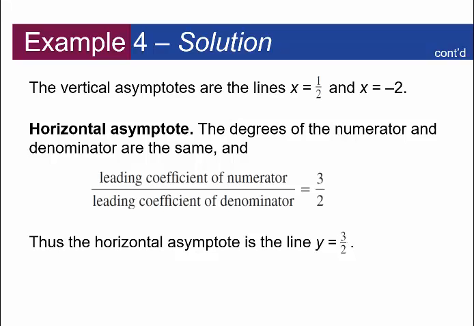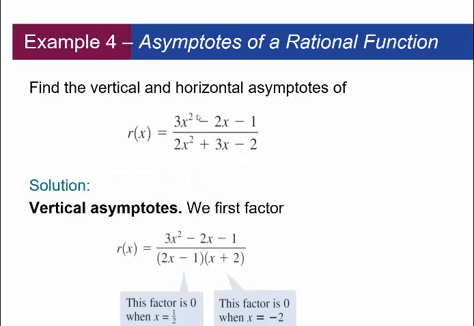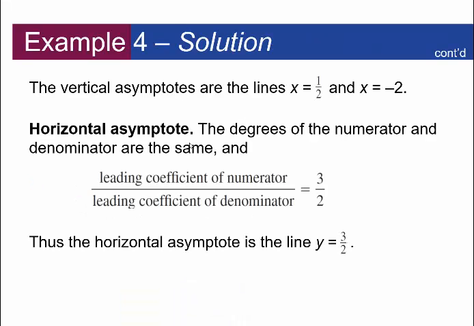The horizontal asymptote here: when you look, the degrees of the numerator and denominator are the same. They're both 2. So the horizontal asymptote is the ratio of the leading coefficients. So the horizontal asymptote is just the line y equals 3/2.